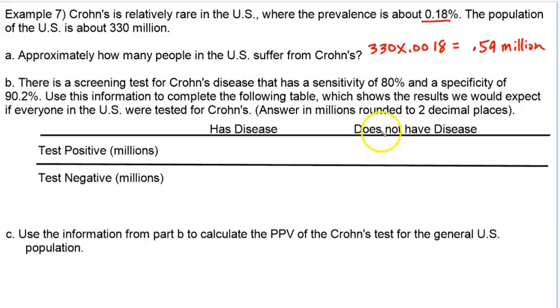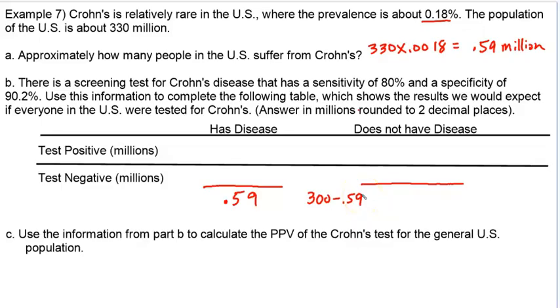Use this information to complete the following table, which shows the results we would expect if everyone in the US were tested for Crohn's. Okay, so we were already told that there's 330 million people and everybody gets a test. All right, so using our answer for part A, 0.59 million people have Crohn's using this percentage. So we're going to put a little total here. We'll say that this is 0.59.